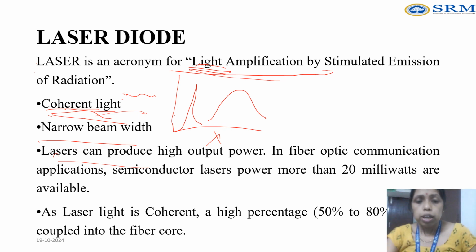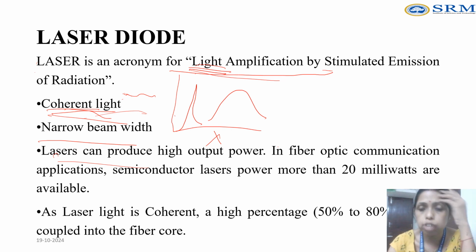Now in optical fiber communication, the laser can be used on the transmitter side. If you need high power transmission, then you need the laser. You can design various kinds of semiconductor lasers, and some semiconductor lasers are very powerful, like 20 milliwatts. These are available nowadays, so there are various semiconductor lasers which can be used for optical communication.